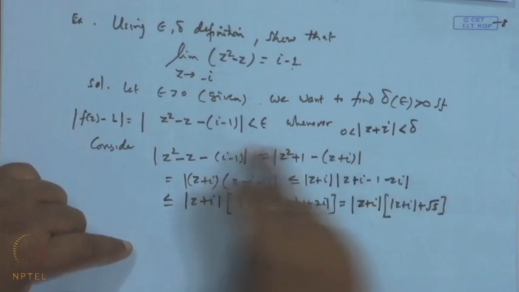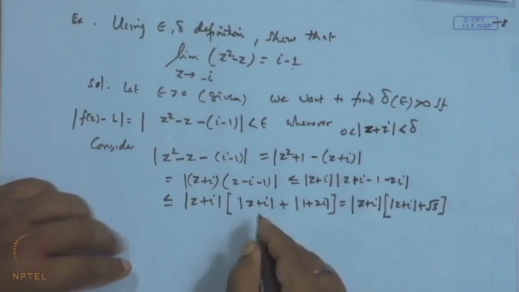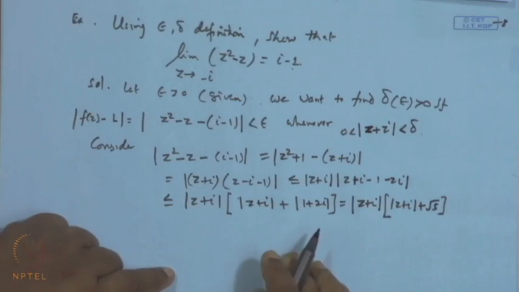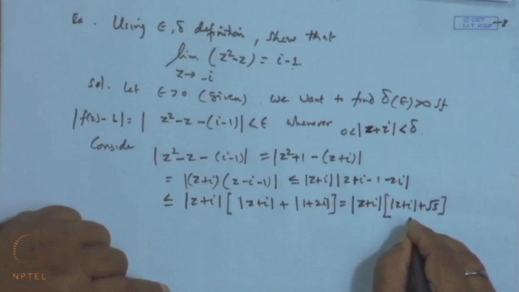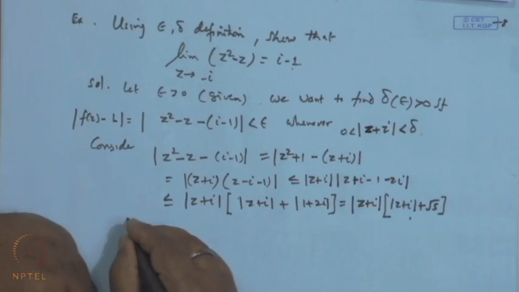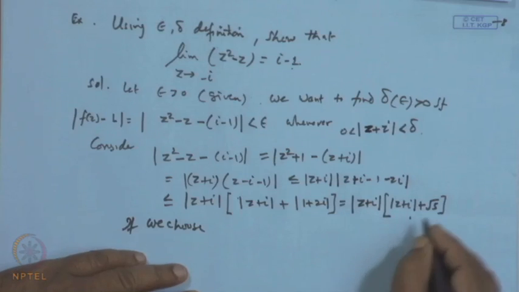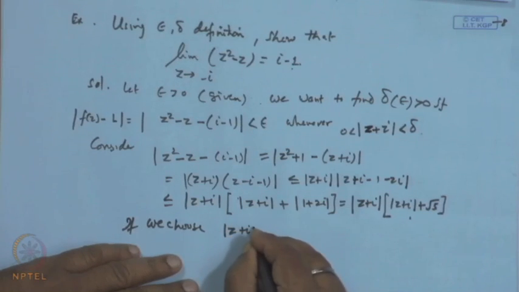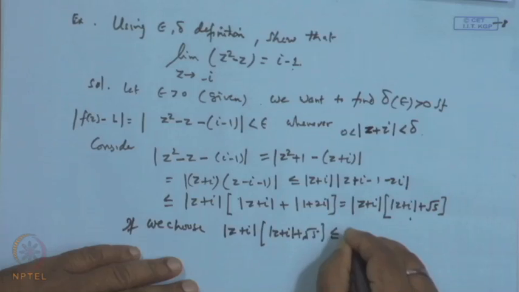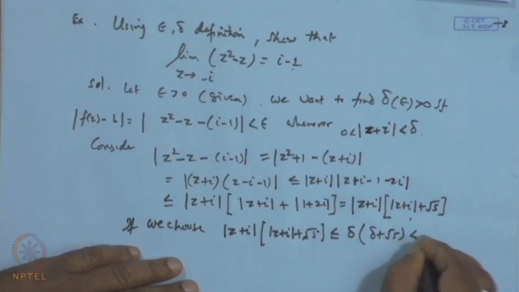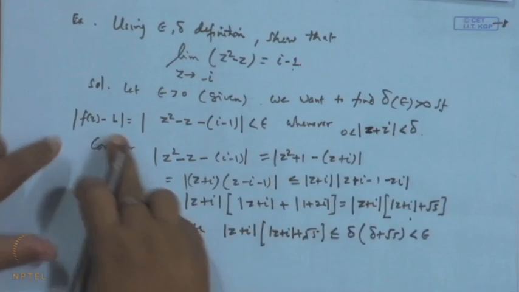Okay. Now, suppose for a given epsilon we are able to get delta, then we want mod z plus i to be less than delta. So, here we should write that this part is nothing but the right hand side of this. So it is less than or equal to, if we choose this, mod z plus i times mod z plus i plus root 5, which is basically less than or equal to delta into delta plus root 5. If I take this to be less than epsilon, then the entire thing is satisfied, that for this less than delta, we are getting the difference less than epsilon.